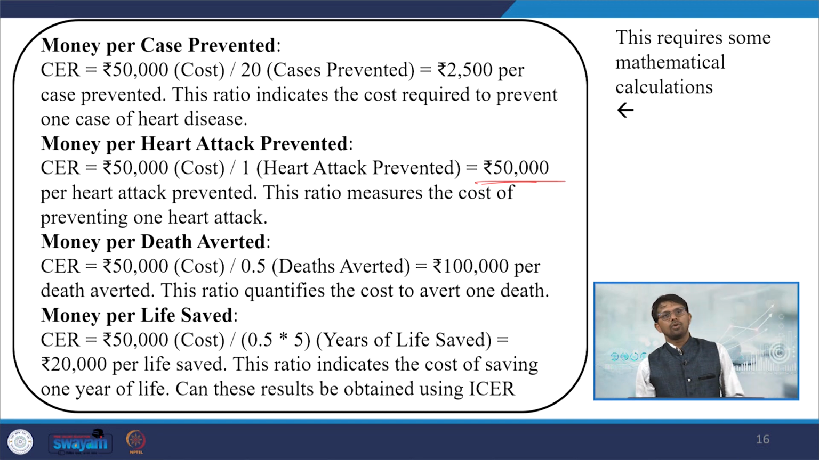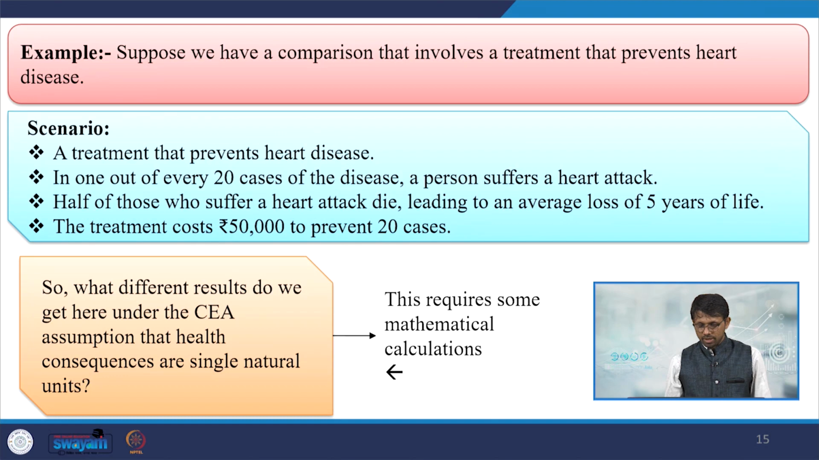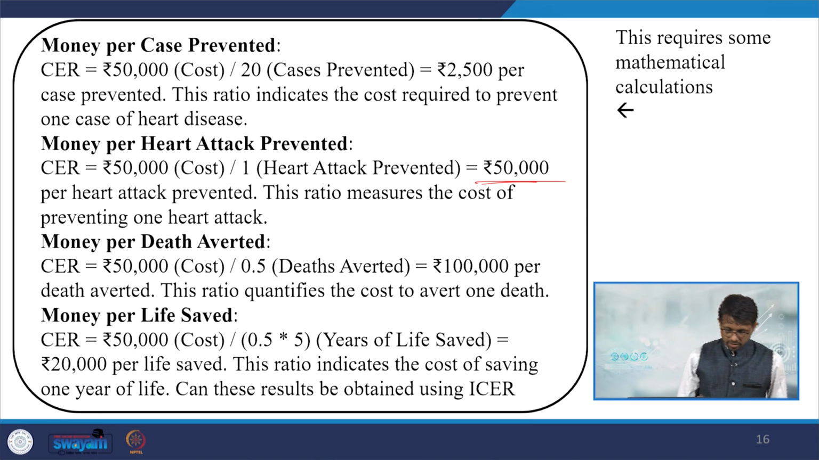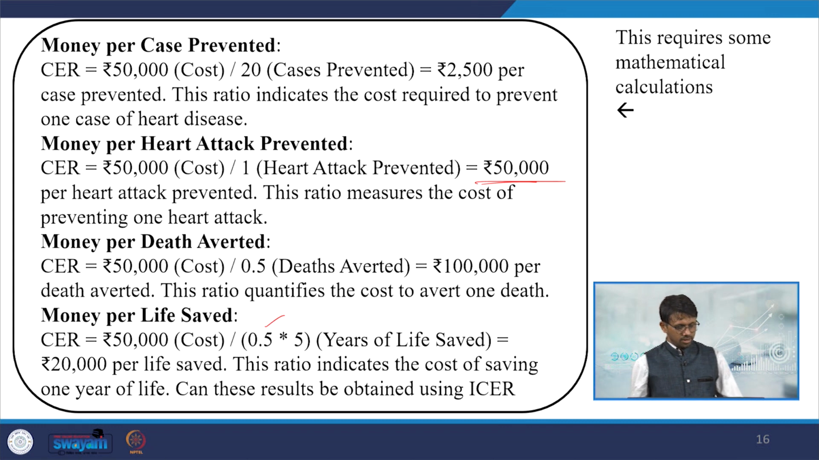Another one is called money for life saved. In that case, for life saved, we know that it should be saved for 5 years, and the loss for 5 years we have already mentioned. So in this case, its death aversion rate is 0.5, half of them averted, and for 5 years. So the years of life saved is what we have mentioned. So the cost is 20,000 rupees per life year saved. This ratio indicates the cost of saving 1 year of life.